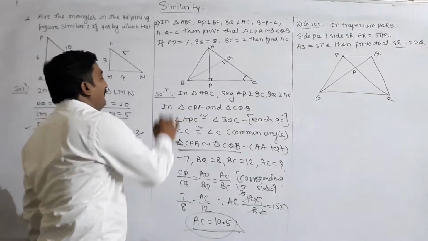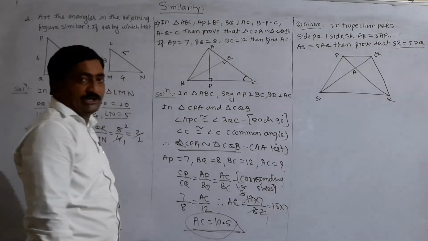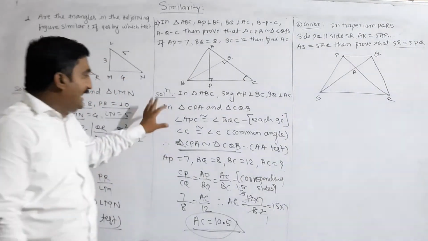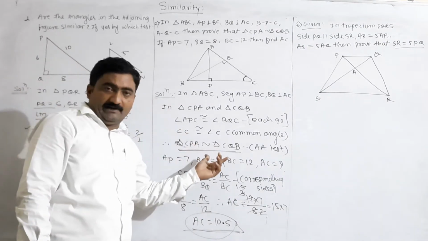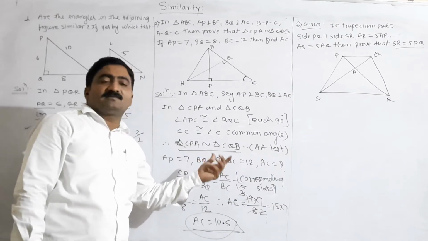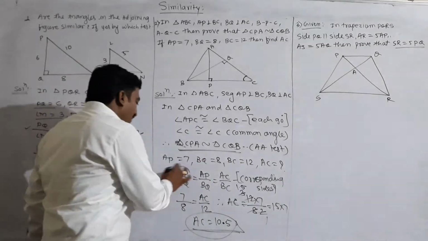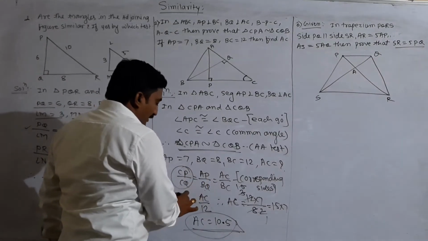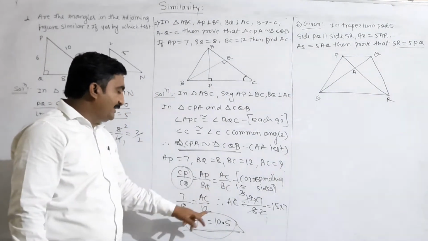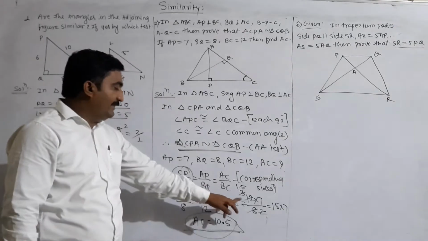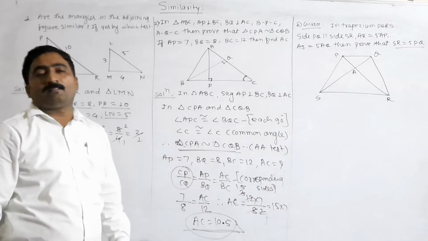First remember that: first show that triangle CPA and triangle CQB are similar. By which test? AA test. And by using the property of similarity of triangles, when two triangles are similar, their corresponding sides are in proportion. This is not essential. AP divided by BQ, AP value 7 divided by 8, AC as it is, BC value 12. 12 into 7 divided by 8. So the answer is 10.5.